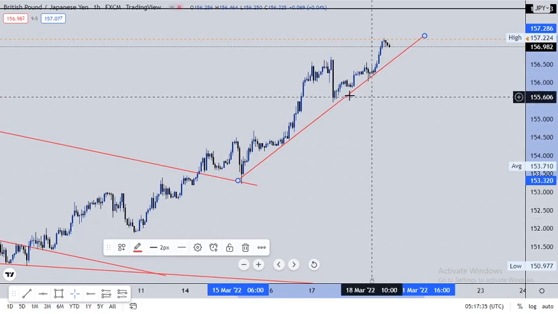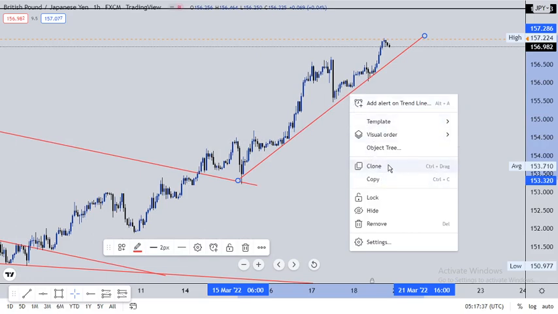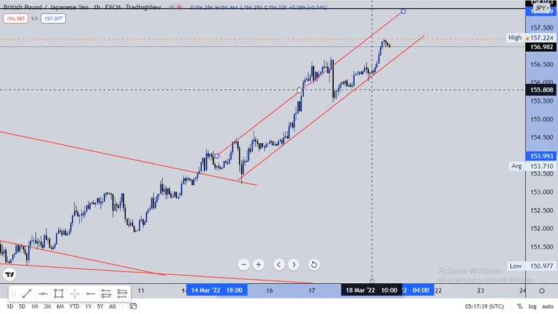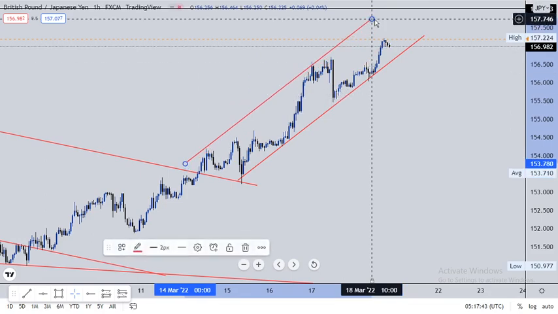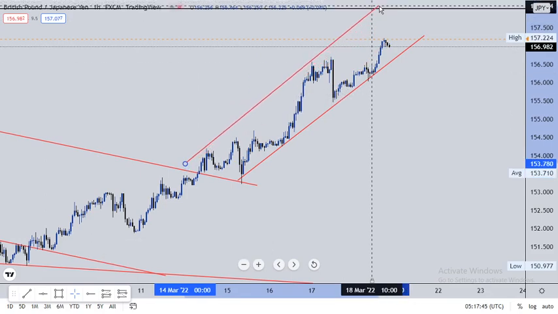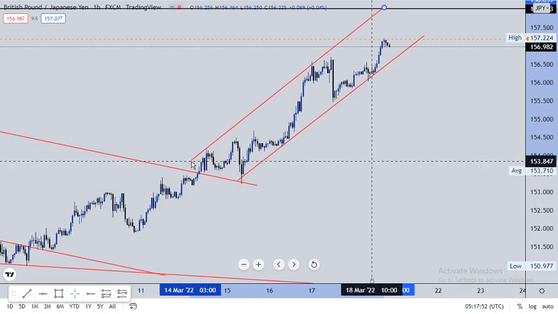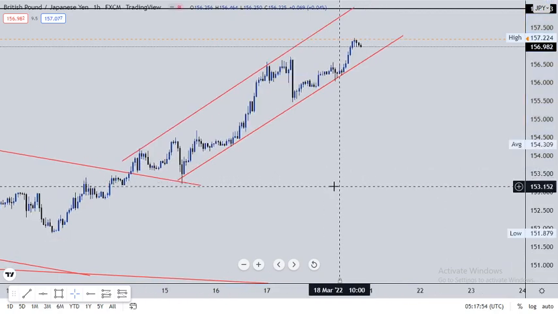Now let me duplicate this. Now look at how I was able to identify it. If you can't see it, just leave it. If you can't connect two or three, just remove it and look for another alternative. Now look at what happened.